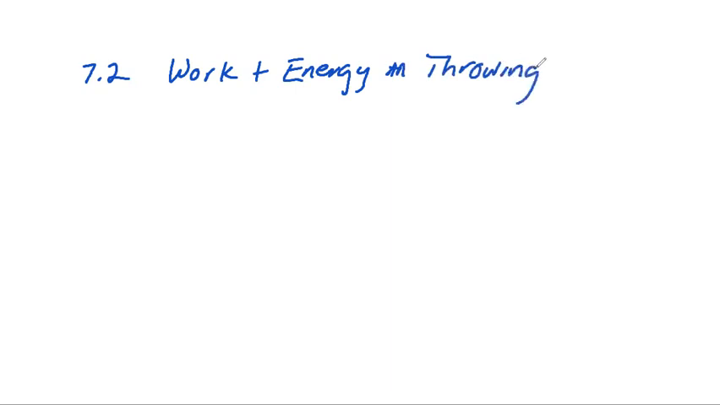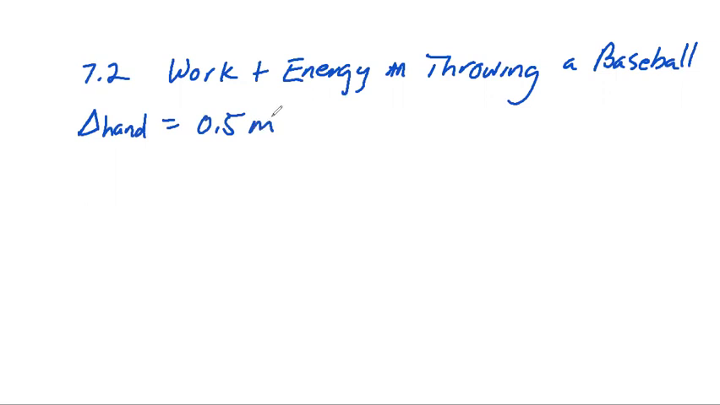7.2 is work and energy in throwing a baseball. And it says, in example 7.1, suppose your hand moves upward by 0.5 meters. So delta y hand equals 0.5 meters, while you are throwing. The ball leaves your hand with an initial velocity of 20 meters per second. V initial equals 20.0 meters per second.